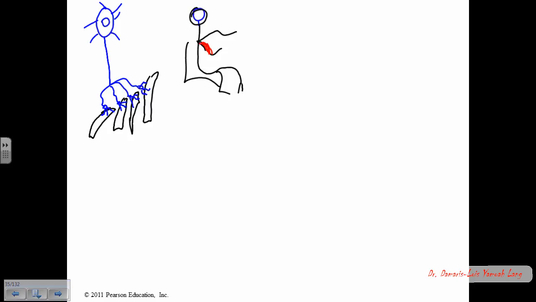This is my muscle. So I tell myself in my brain, contract your biceps. So what do you think happens? Information in my brain is going to travel to my bicep, and I'm going to contract it. So what exactly happened here? I stimulated a neuron in my brain when I thought to contract my muscle.